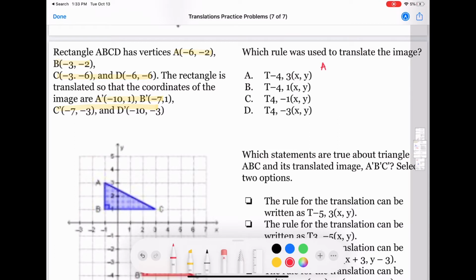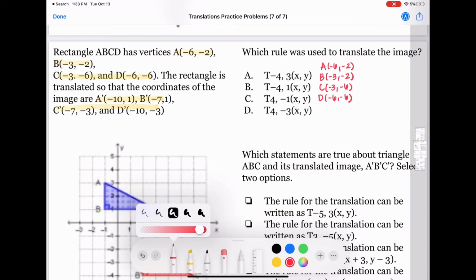We have A (-6, -2), B (-3, -2), C (-3, -6), and D (-6, -6). Now I'm going to list all the image vertices in blue. A prime is equal to (10, 1).